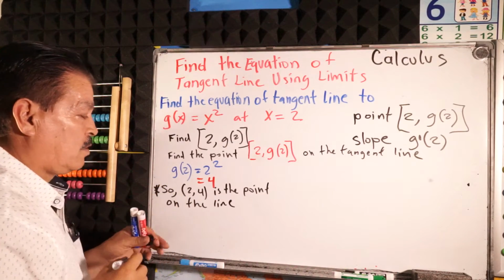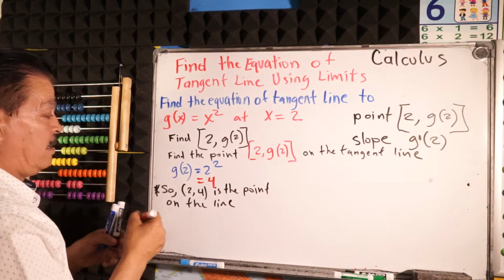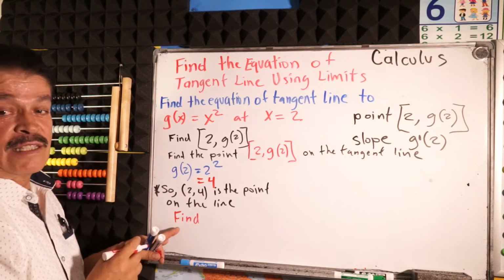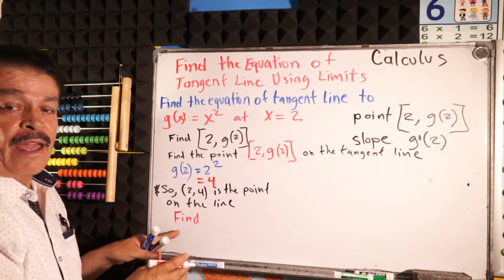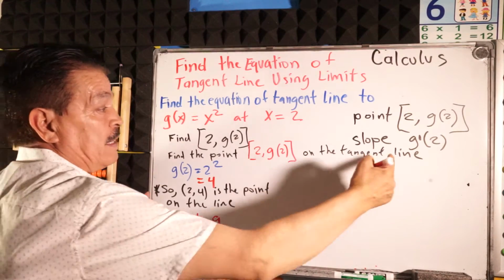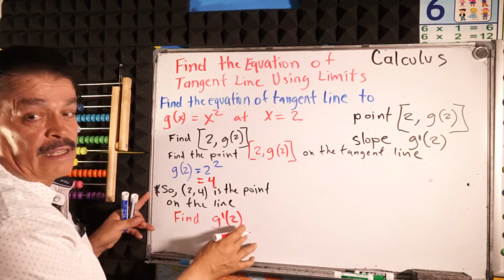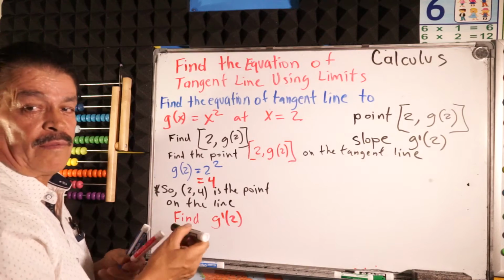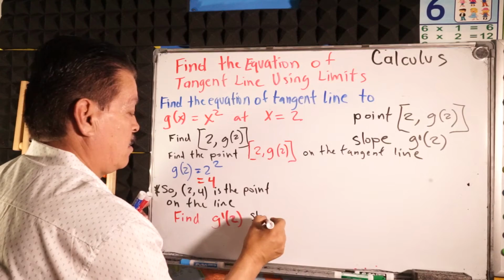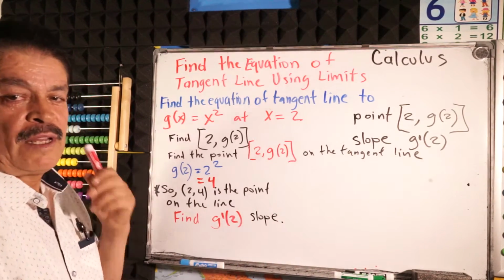Very important. So we have this letter right now. So now we have to find the slope. I mean g prime of 2. So this is called the slope. Okay, this is the slope.